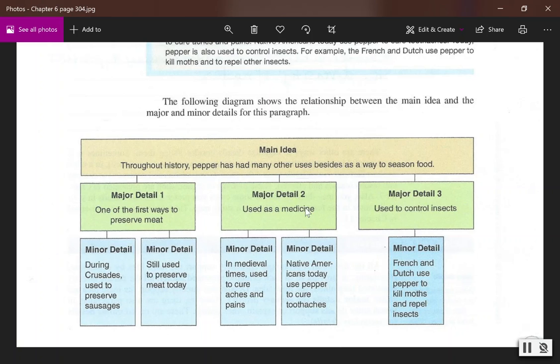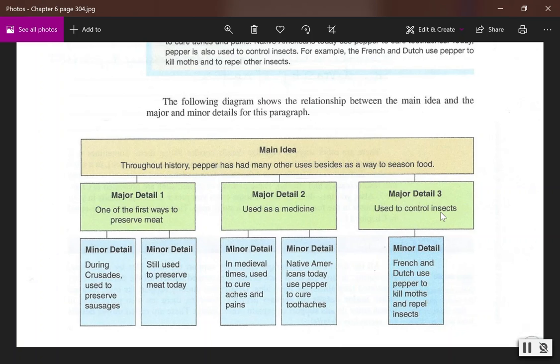Alright, this box is our second way. So pepper can be used as medicine. How? In medieval times, it was used to cure aches and pains. Native Americans today use pepper to cure toothaches. So these 2 minor details support this way.